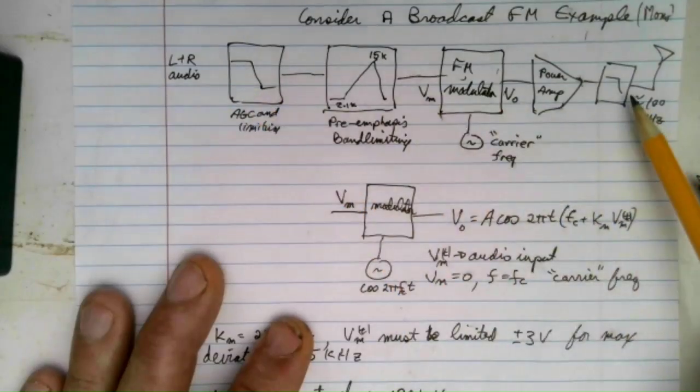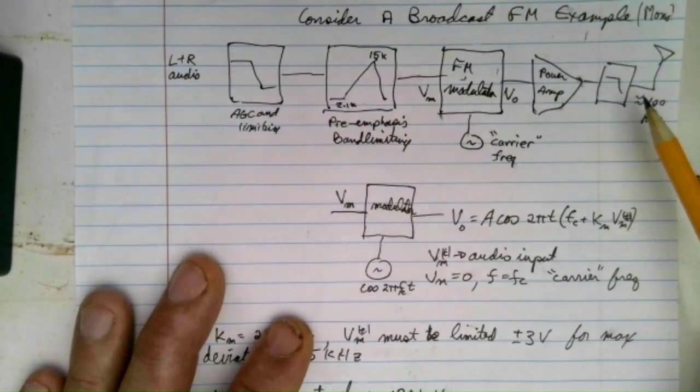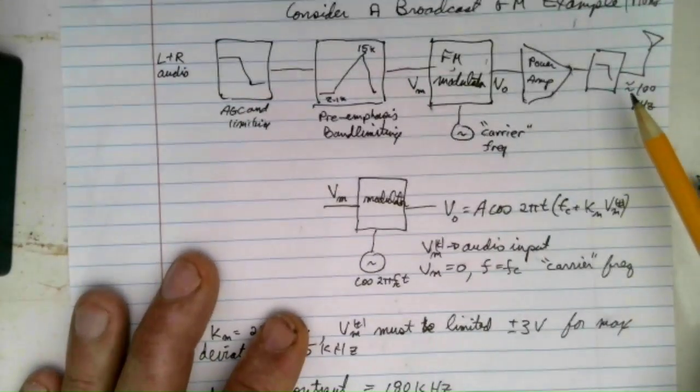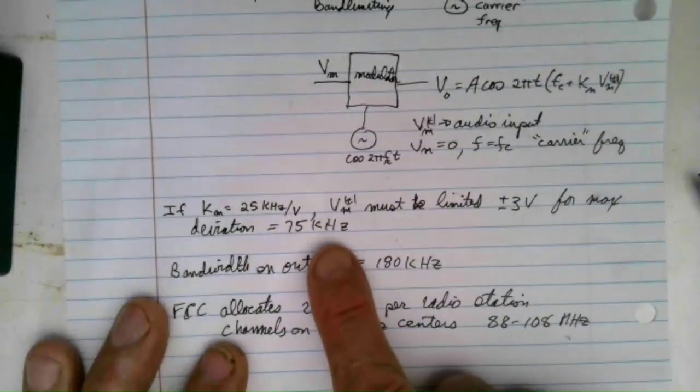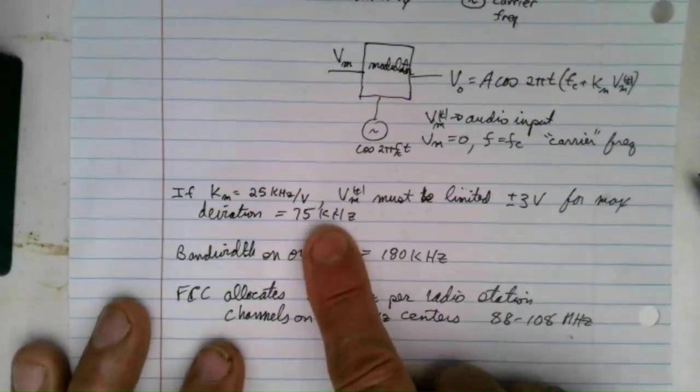And then this approach allows multiple access. For instance, you can have multiple users in the same band transmitting on different frequencies, and then the job of the receiver is to choose which one you listen to. Okay? Now, again, I think we already stated the 75 kilohertz deviation.